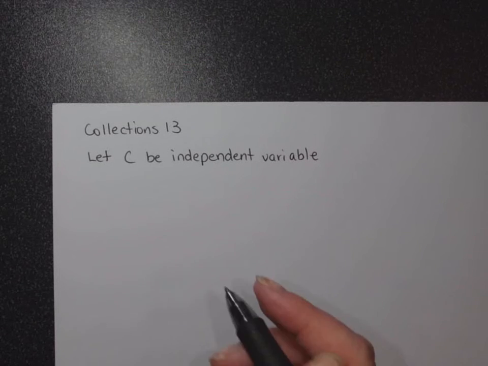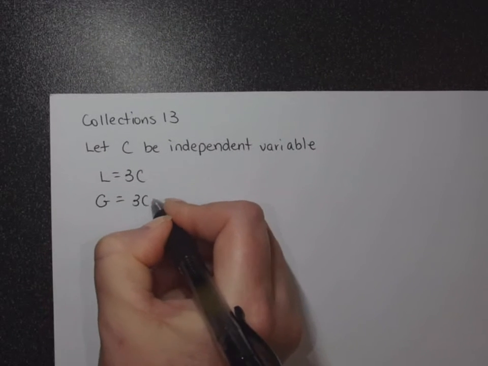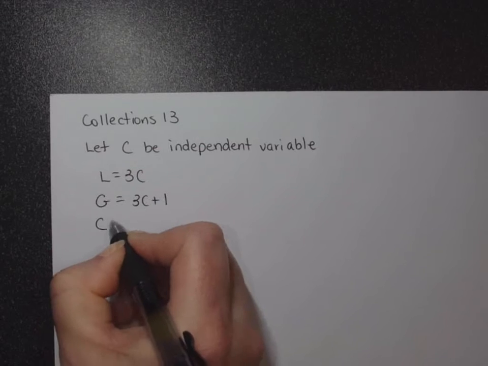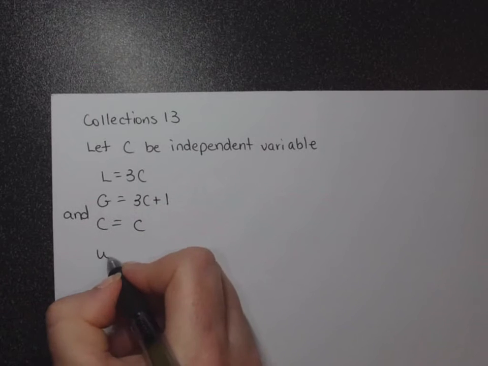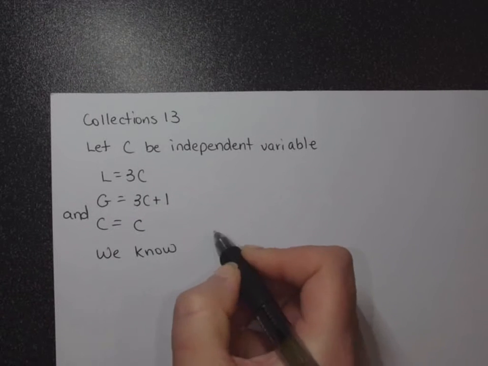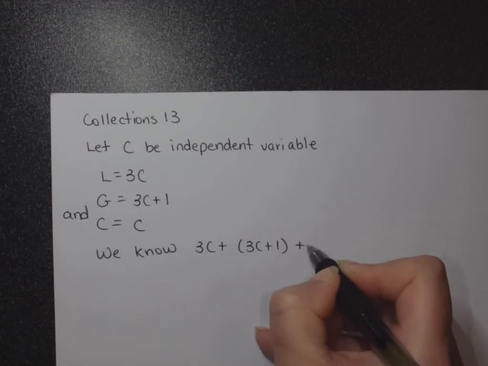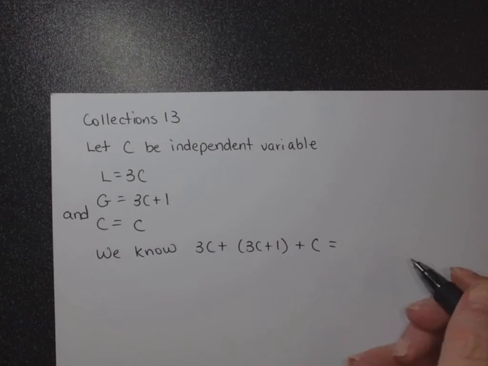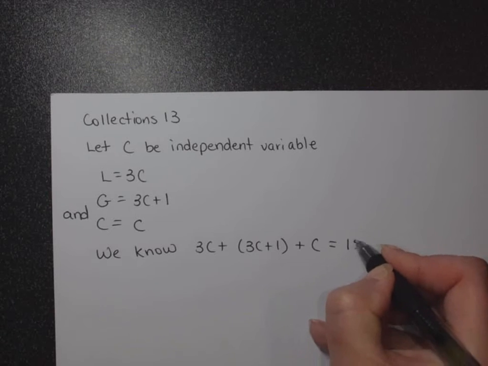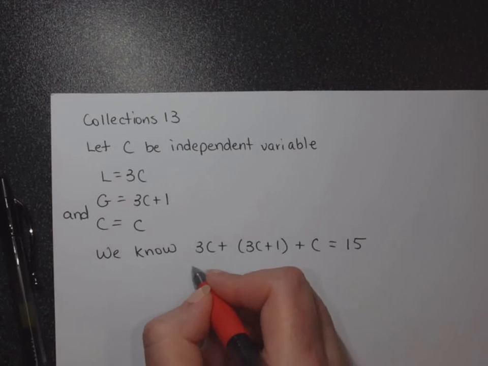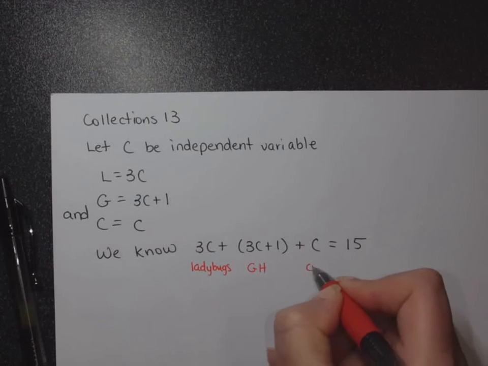All right, so if we go in order, remember we said L was 3C, grasshoppers was 3C plus 1, and then crickets, of course, was just itself. And we know how many insects total this person had, so we have 3C plus (3C plus 1) plus C. I like to use parentheses just to indicate that we're going to keep these together. It's supposed to be equal to 15 for this one. Again, we can label this: this is our ladybugs, this is our grasshoppers, and this is our crickets.